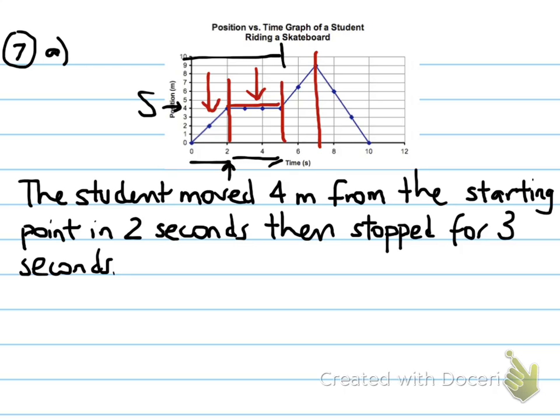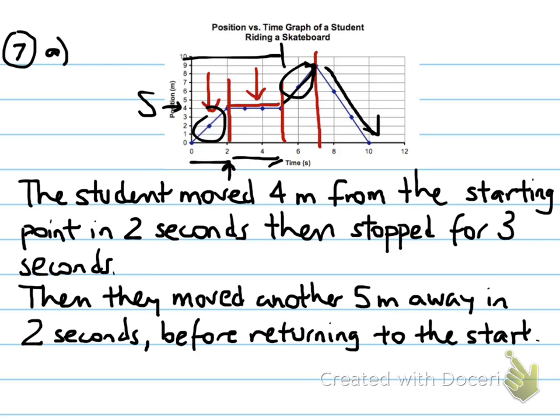All right, and then what does the student do? Well, they move. You can see how these are the same, right? So the student moved further away from the start, okay, for another 2 seconds, and then moved back to the starting point, okay, to be back there by the 10-second mark. So you just describe that. So then they moved another 5 meters away in 2 seconds. I've just noticed that this was actually 5 meters difference here. Okay, from 4 to 9 is 5 meters. Then they moved another 5 meters away from the start in 2 seconds before returning back to the beginning.